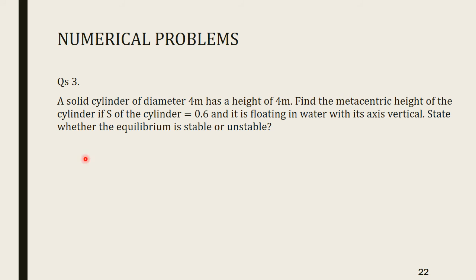So everything is the same as when we found the formula for metacentric height. The only extra statement here is to state whether the equilibrium is stable or unstable. That is the only additional statement over here. That is simple. After finding out the metacentric height, just look at whether it is positive or negative and comment on whether it is stable or unstable. So let's do this problem.